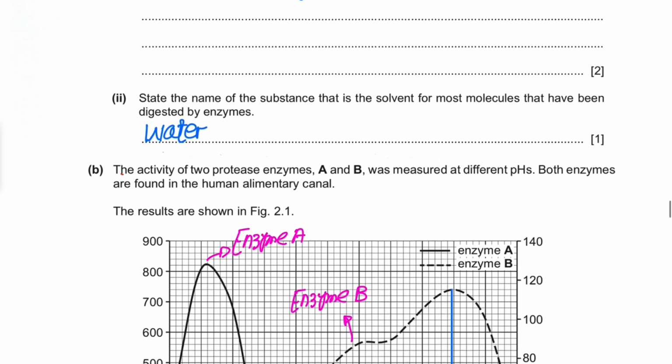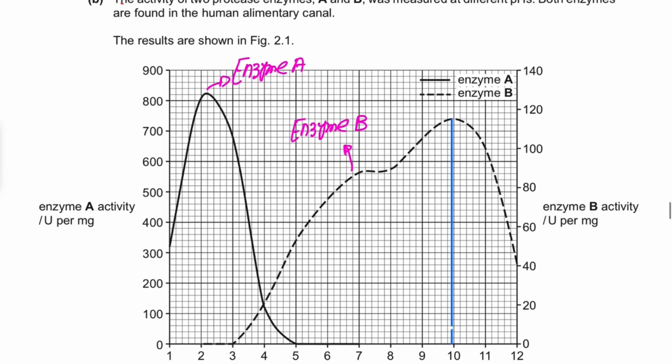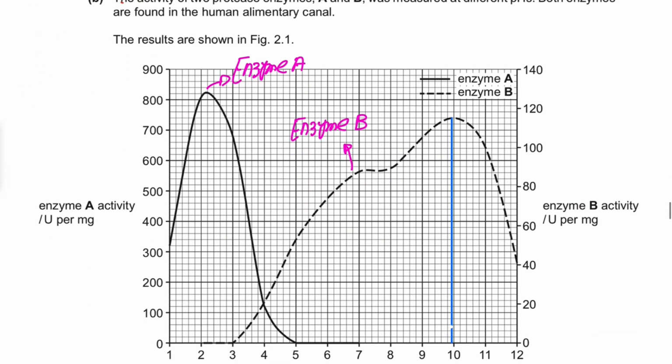For the second statement here, they say state the name of the substance that is the solvent for most molecules that have been digested by the enzyme. So after the enzymes have digested the food molecules, the solvent that would be absorbing them would be the water.